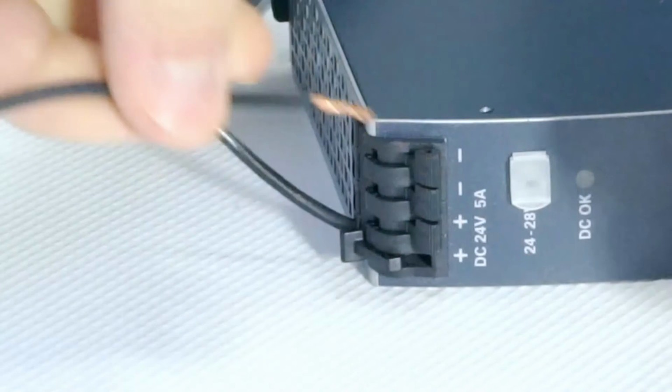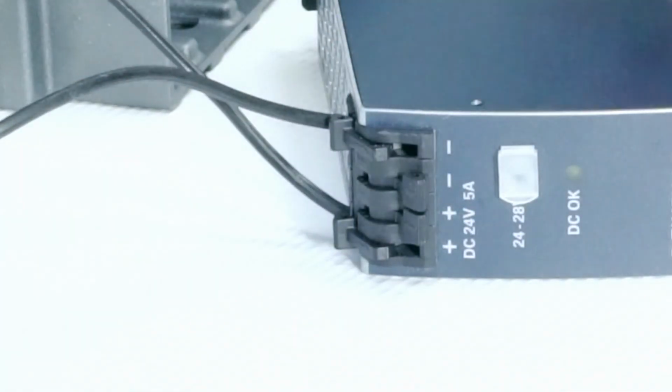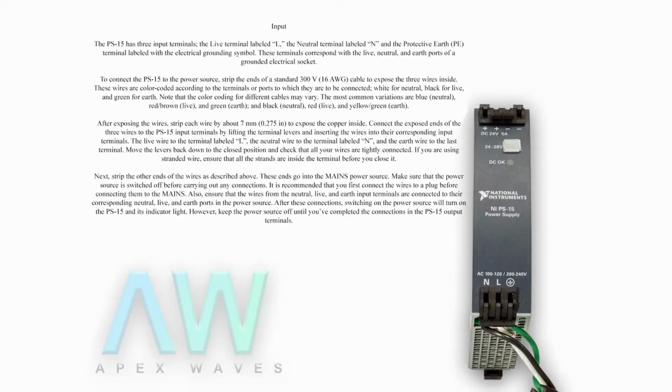These ends go into the mains power source. Make sure that the power source is switched off before carrying out any connections. It is recommended that you first connect the wires to a plug before connecting them to the mains. Also, ensure that the wires from the neutral, live, and earth input terminals are connected to their corresponding neutral, live, and earth ports in the power source. After these connections, switching on the power source will turn on the PS-15 and its indicator light. However, keep the power source off until you've completed the connections in the PS-15 output terminals.